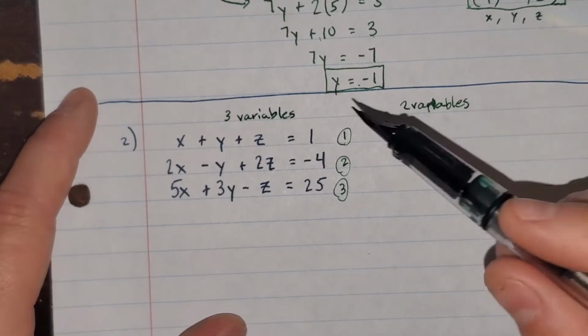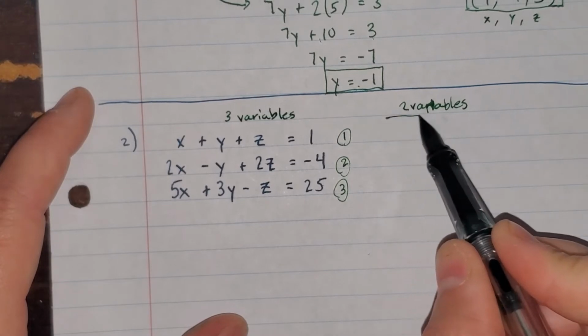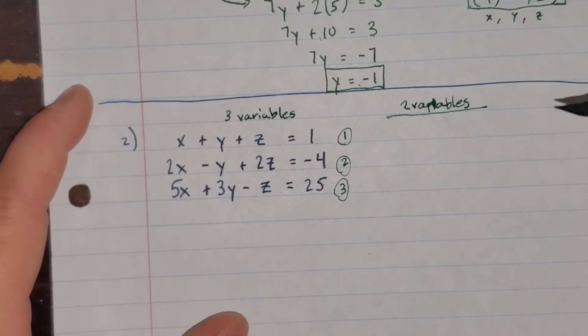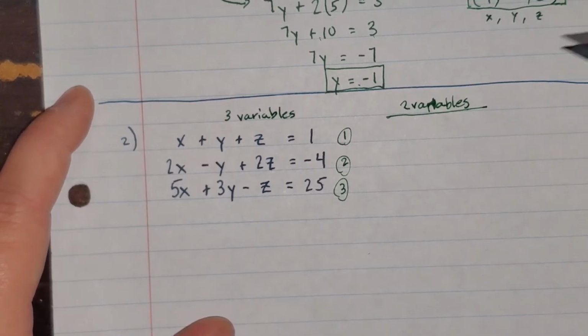All right, so we need to create some equations with two variables, and the way we're going to do that is with the elimination method. It doesn't matter which variable you get rid of, but you have to pick one. For me, I'm going to get rid of x.